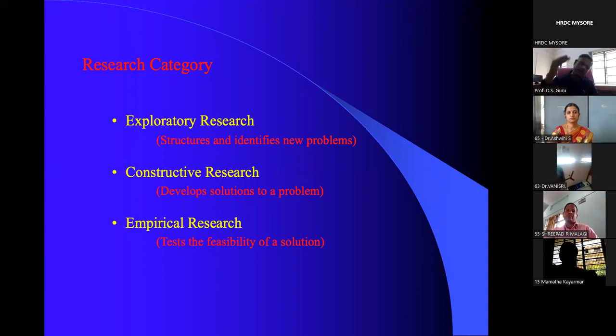That doesn't mean that you are going to carry out all three. You can carry out only the first, only the second, only the third, or any two of these, and so on and so forth. Okay. So basically, I categorize any kind of research into one of these three.